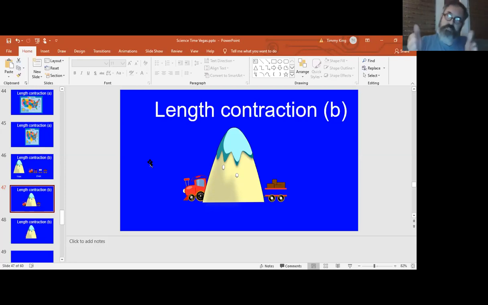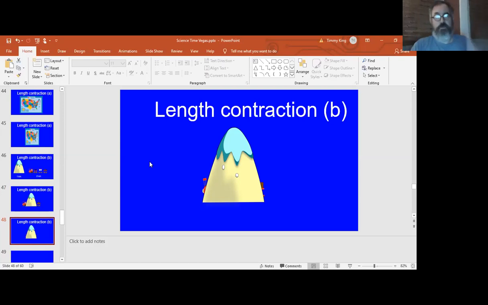But if that same train was traveling through the mountain at 86% of the speed of light, it would disappear inside the mountain. The train is a 2 kilometer train, but moving that fast, space itself, the length of space contracts. And it's interesting, it only contracts in the direction of travel. It does not contract in all different directions.